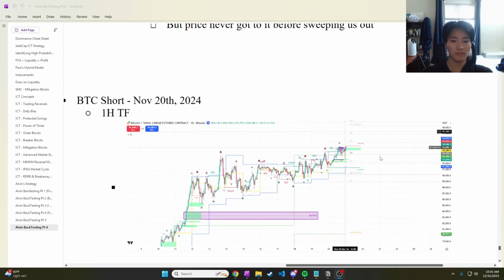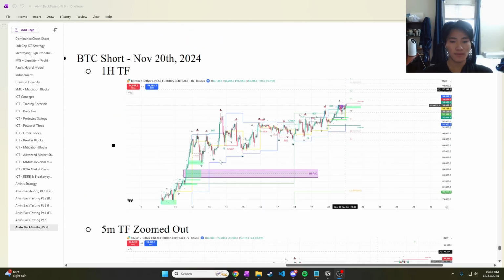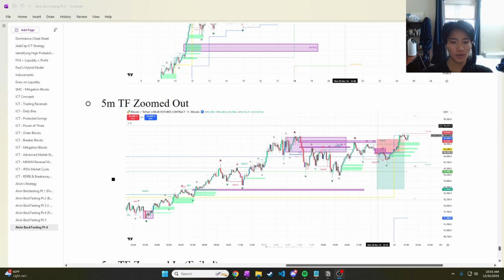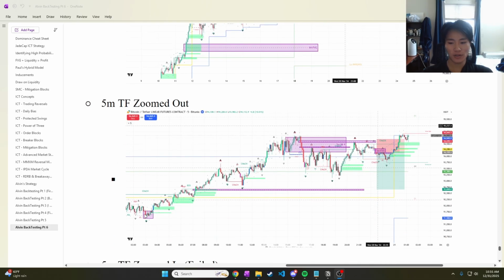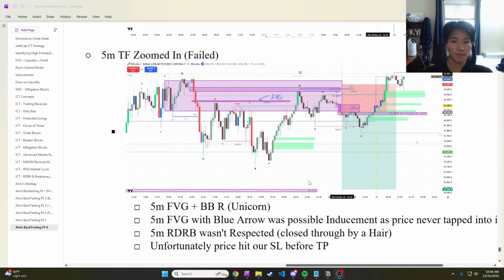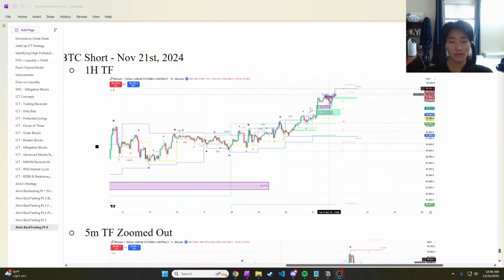Unfortunate. Could I have fixed this? We swept the all-time high and I just wanted to short that. We had the phases drawn correctly. This is the low that led to the high. We had all this liquidity resting right here, but okay, next one.